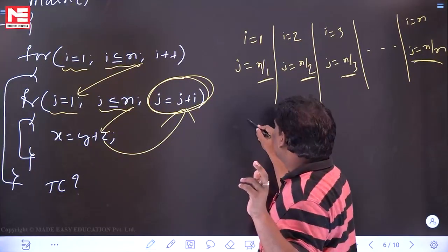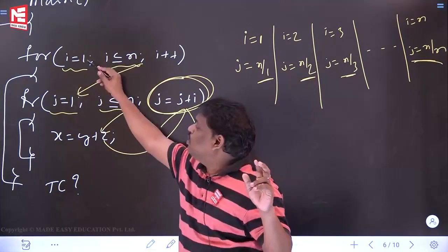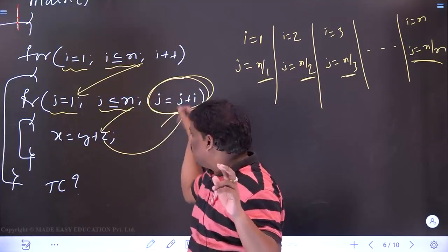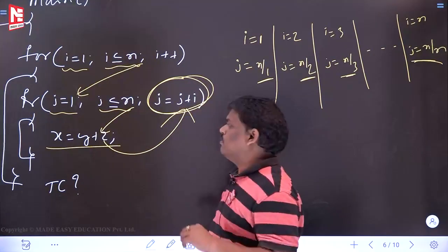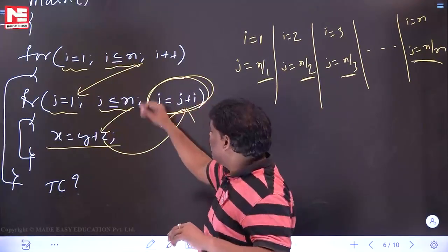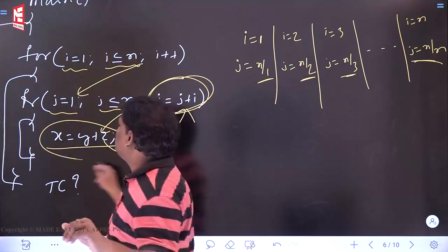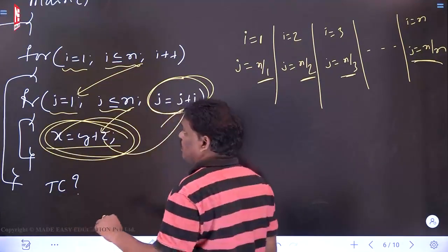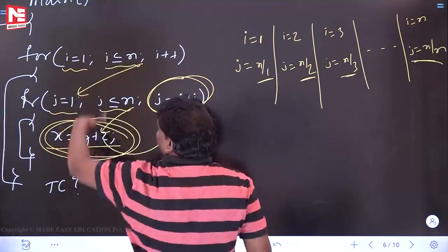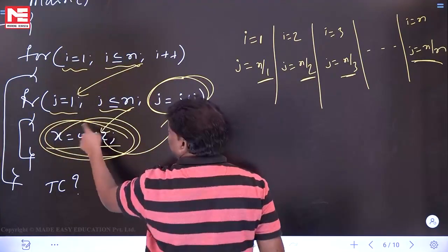Final answer is going to be, first time, see i value 1, this loop is going on n time, every time it will execute. i value 2, this loop is going on n by 2 time. What is our goal? Time complexity means this statement will execute how many times? In this program, how many statements are there? One statement. This statement will execute how many times?